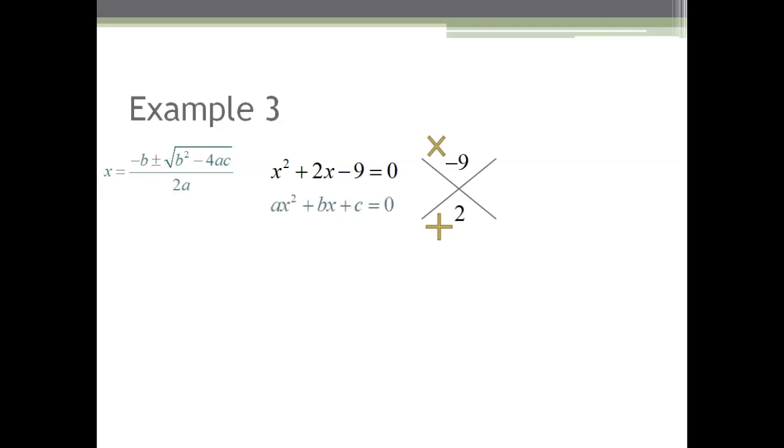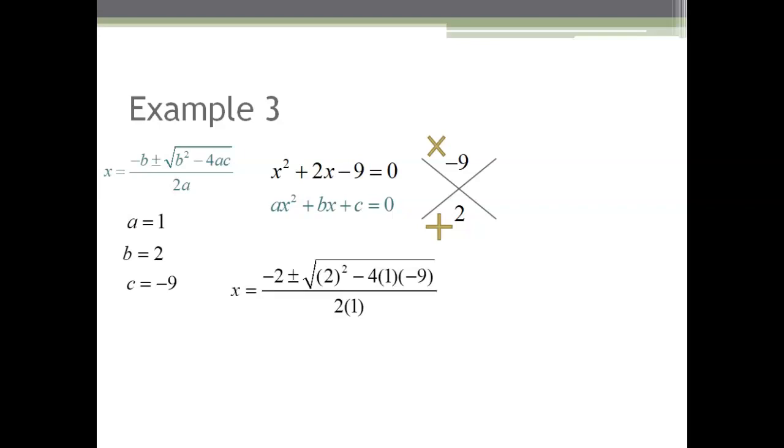All right, so we have x equals negative b. So this is going to be negative 2 plus or minus the square root of b squared, so 2 squared, minus 4 times 1 times negative 9. And we're going to put that all over 2 times 1. All right, again, being very careful with all of our minus and negatives there, we end up with 4 plus 36 inside the square root.